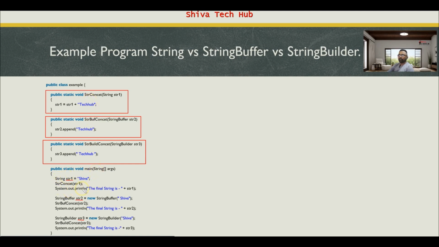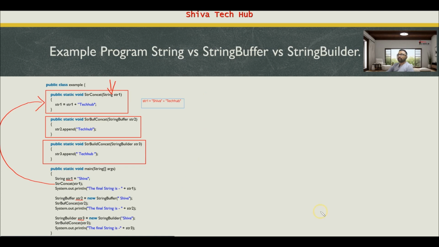Here we have defined a string str equal to Shiva. Whenever you call the str concat method, it will automatically go to this particular function, and it will pass the variable str1 into this function. So str1 is passed. The next operation is that str1, which is Shiva, is what we passed, right? So Shiva will be passed, and then you are going to concatenate it with Jacob.